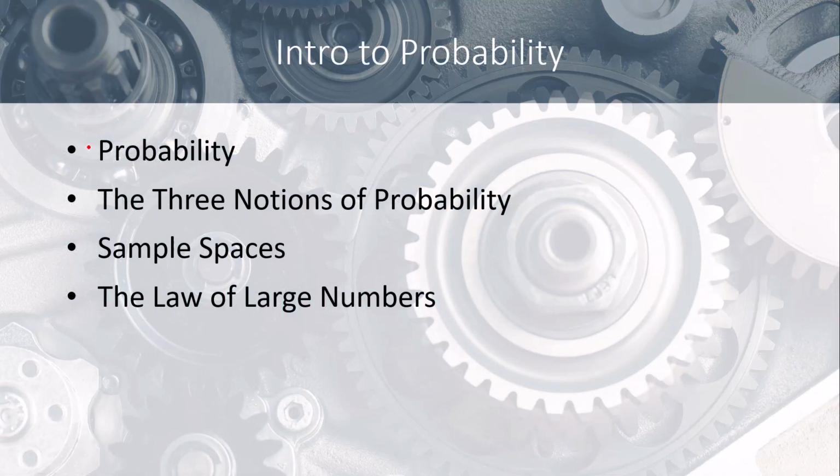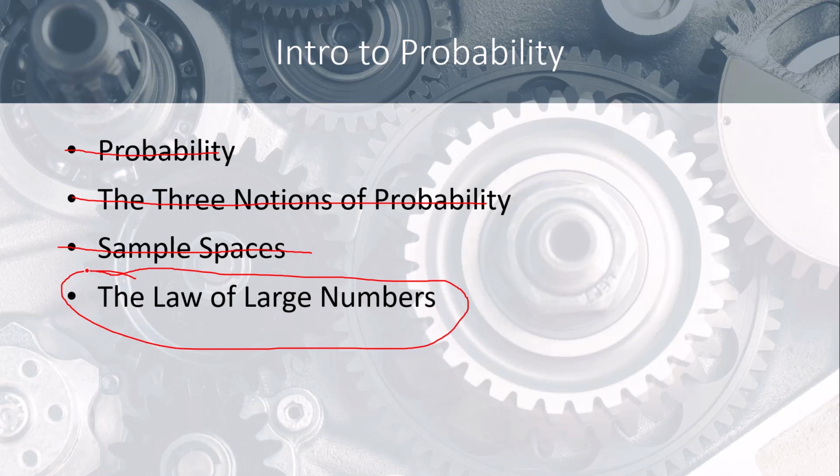Now in the previous videos we've talked about the definition of probability and the notions of probability, and we've talked about sample spaces and how to generate them using a tree structure. We only have one thing left and that happens to be the law of large numbers.